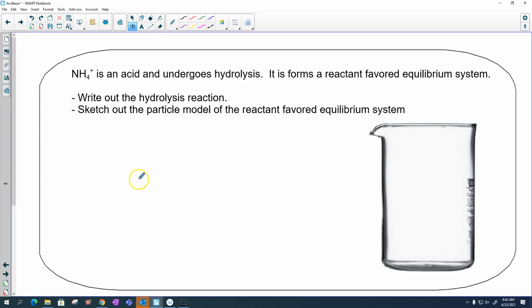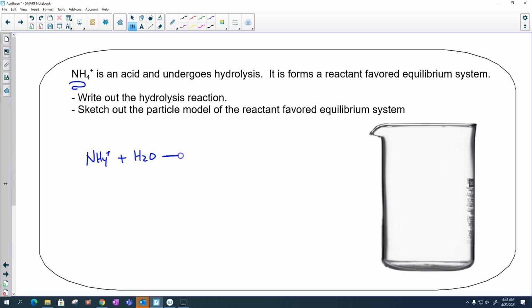Ammonium is an acid that undergoes hydrolysis. Okay, so it's something we've been talking about. This is a real common player in our society biologically. It forms a reactant-favored equilibrium system. Okay, let's write out the reaction. Let's try it now again. Pause the video, give it a try. What would be the hydrolysis equation for this guy? Pause it, try it. Okay, NH4 plus, plus water.